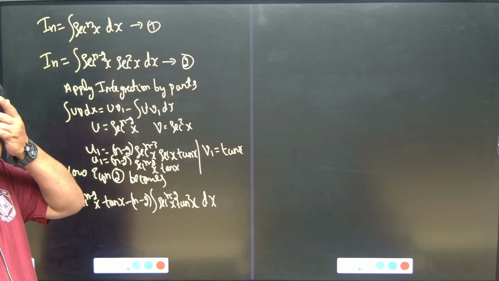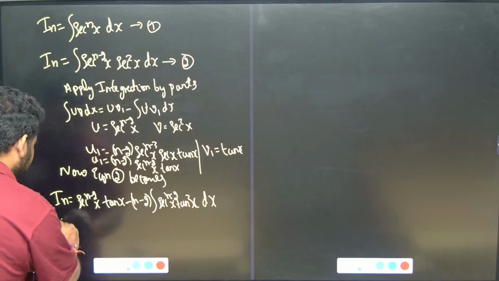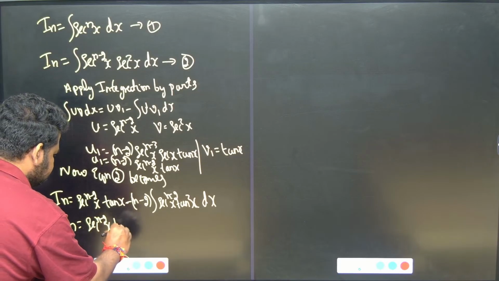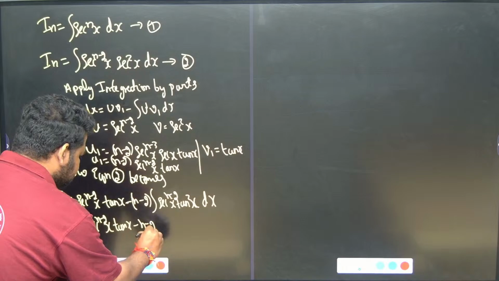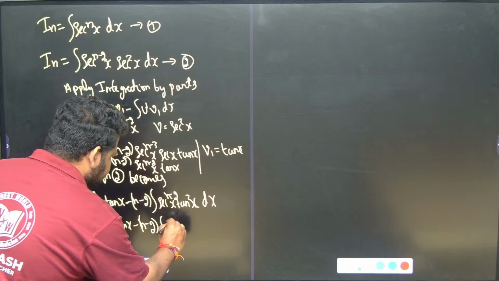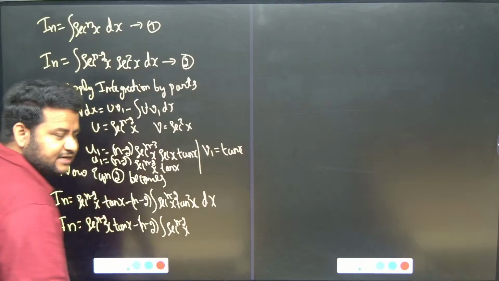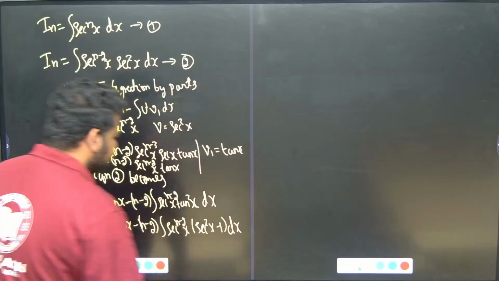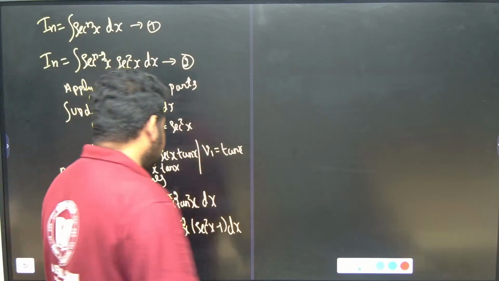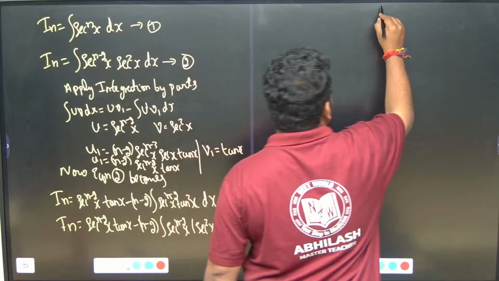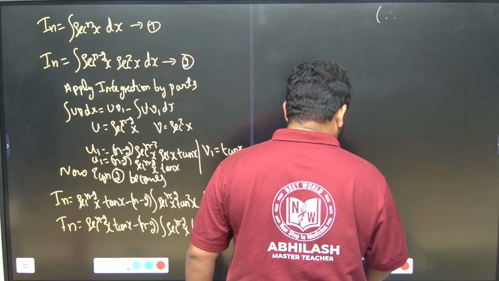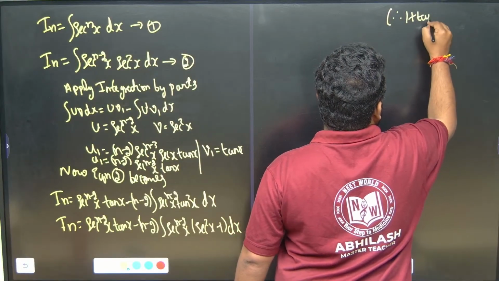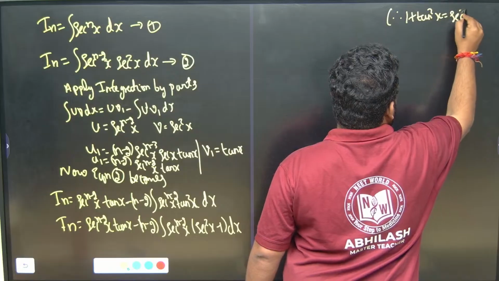Tan square x can be written as secant square x minus 1 here also. So this will become what? In is equal to secant n minus 2 x tan x minus n minus 2 into secant n minus 2 x into tan square x, I can write it as what, friends? Secant square x minus 1 dx. This is what I have. Therefore I can write the reason here carefully. 1 plus tan square x is equal to secant square x. This is the reason you have to write it.